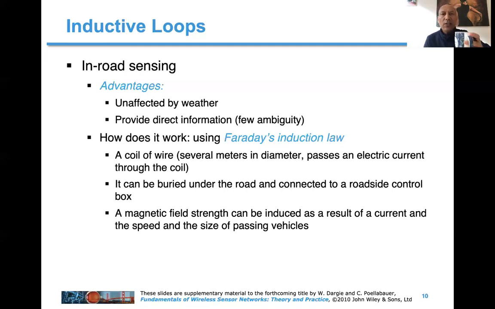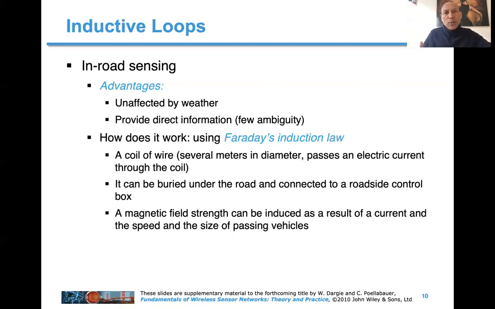Now imagine this ferromagnetic substance is the car. When cars drive by, depending on their speed and their size, they disturb the magnetic flux in a different way. From that, it is possible to sense the presence of cars as well as the speed at which they are driving. It is a simple setup. And because the coil is buried under the street, it is not easily affected by weather and also by rain.